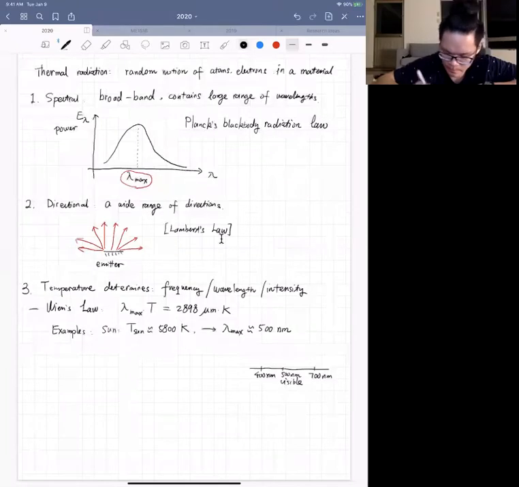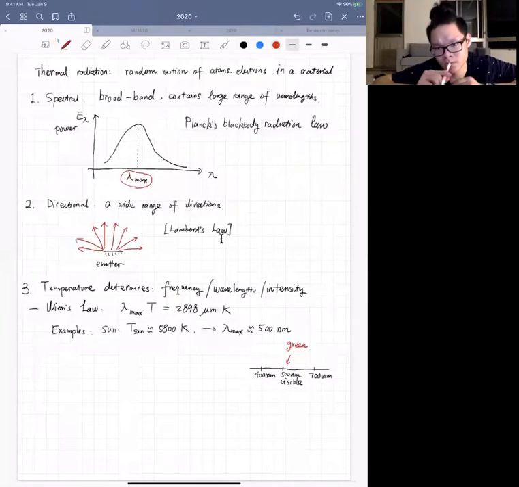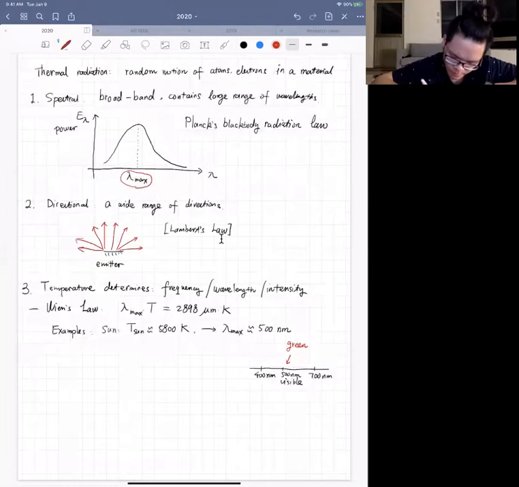Actually at 500 nanometer, it's in the green color. So the solar radiation coming in from the sun is largely visible, and its peak is at a green color, which happens to be the color that our eyes are most sensitive to. This is the result of millions of years of evolution. Our eyes adapt to the incoming solar radiation.